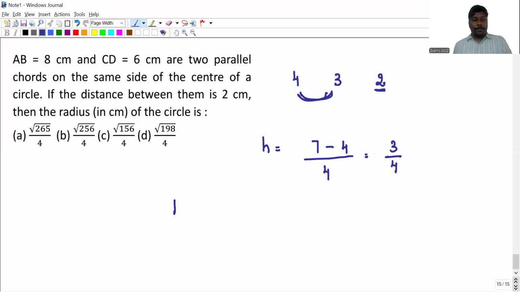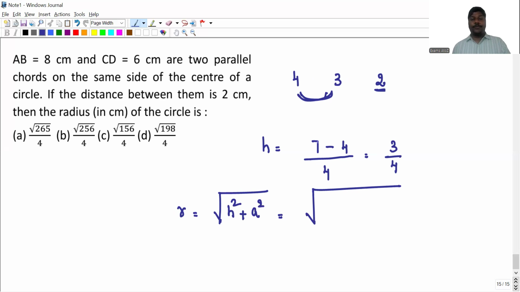I told you very well that r is equal to the square root of h square plus a square. What do you mean by a square? a is half of the larger chord, which is 4. h you take as 9 by 16. 4 square is 16, so 256 plus 9 is going to be 265, divided by the root of 16, which is 4. So you clearly get the radius very easily.